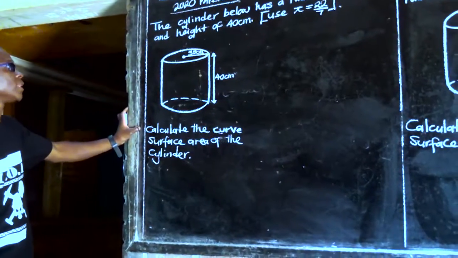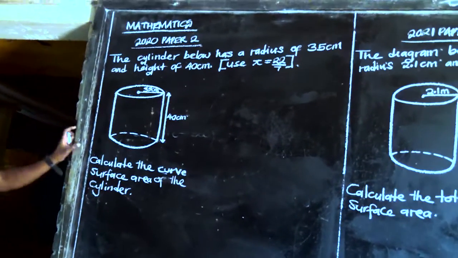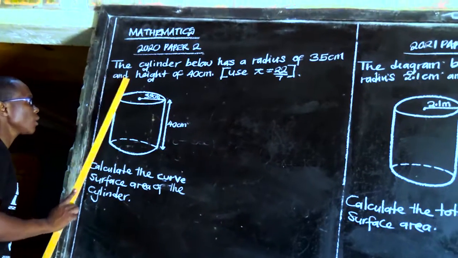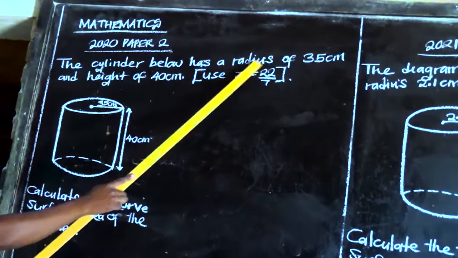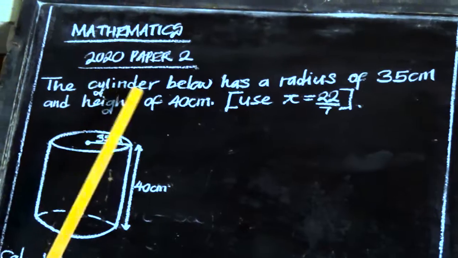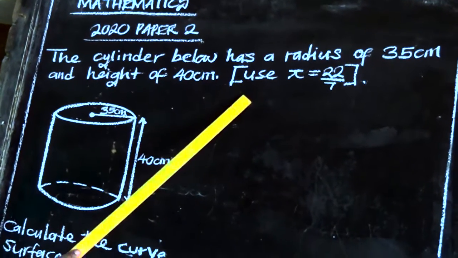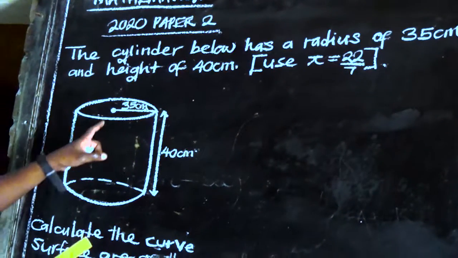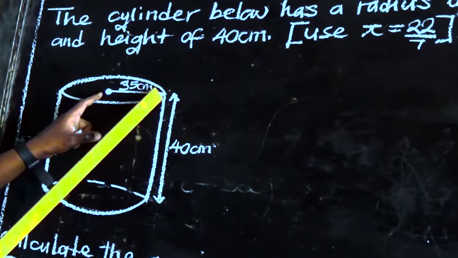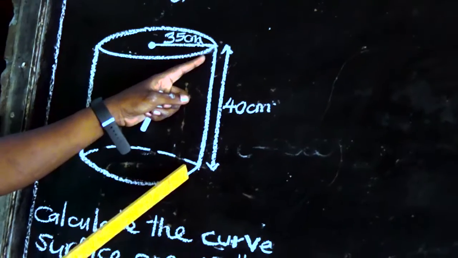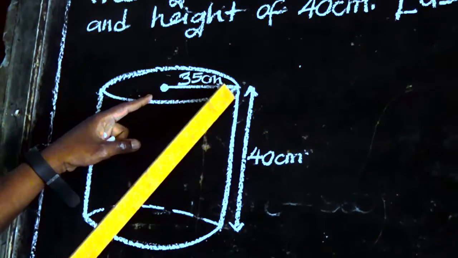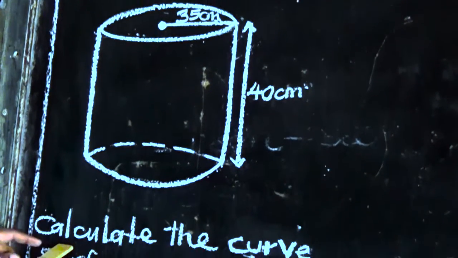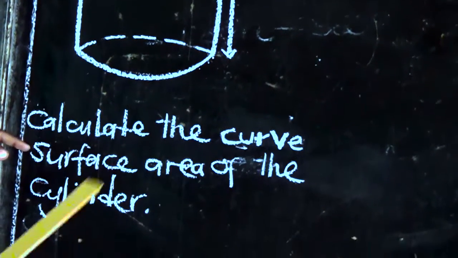Okay? Now let us look at the 2020 paper 2, a question on mensuration. It's saying the cylinder below has a radius of 35 centimeters and a height of 40 centimeters. Use pi as 22/7. So the radius of this cylinder is 35 centimeters and the height is 40 centimeters. Then the question is saying calculate the curved surface area of the cylinder.